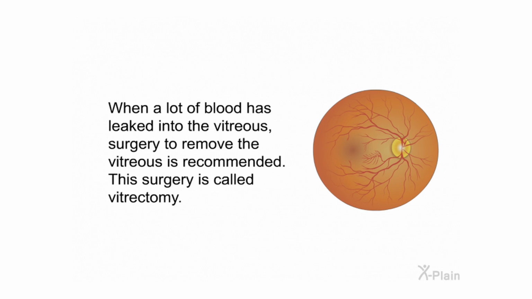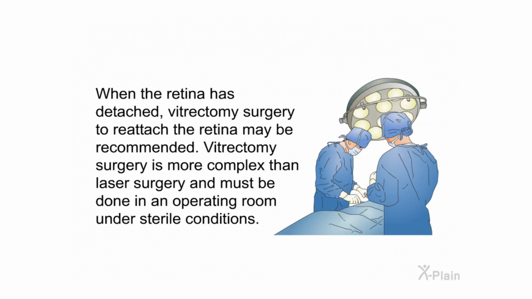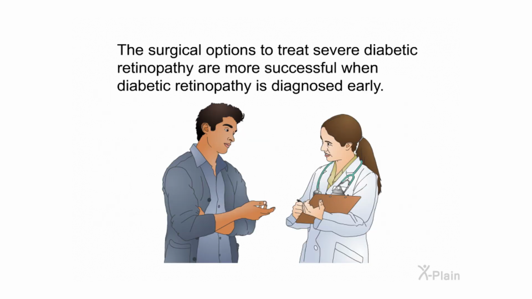When a lot of blood is leaked into the vitreous, surgery to remove the vitreous is recommended. This surgery is called vitrectomy. When the retina has detached, vitrectomy surgery to reattach the retina may be recommended. Vitrectomy surgery is more complex than laser surgery and must be done in an operating room under sterile conditions. The surgical options to treat severe diabetic retinopathy are more successful when diabetic retinopathy is diagnosed early.